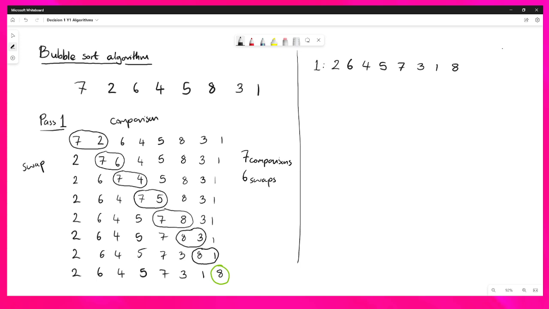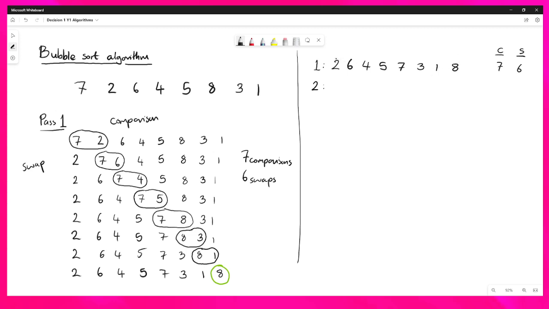Okay, I'm going to list the number of comparisons and the number of swaps as we go, just because sometimes that's quite useful to have, but not always. And that's our first pass done. Now in our second pass, we're going to do exactly the same thing, but we're going to ignore this 8.